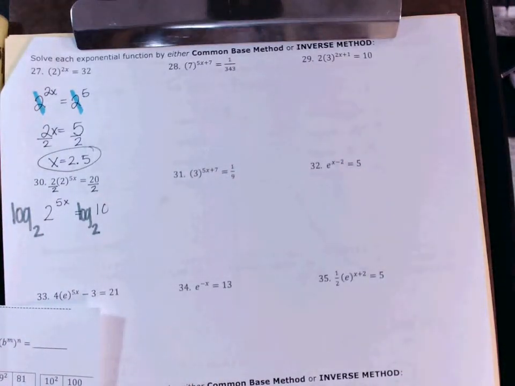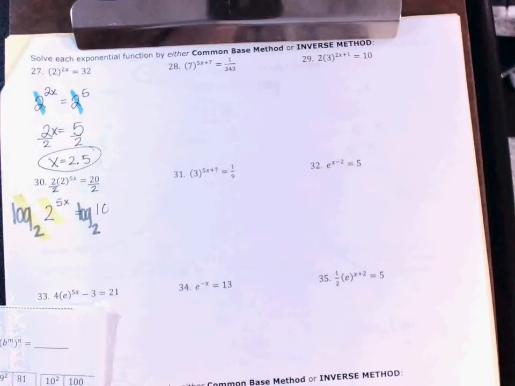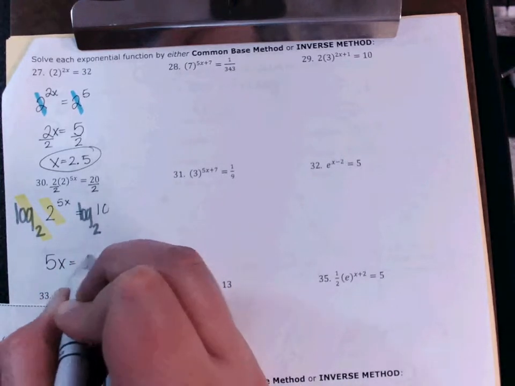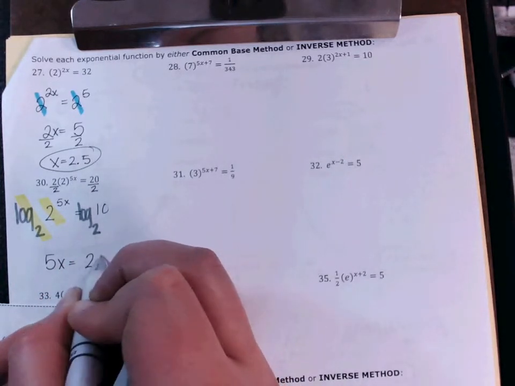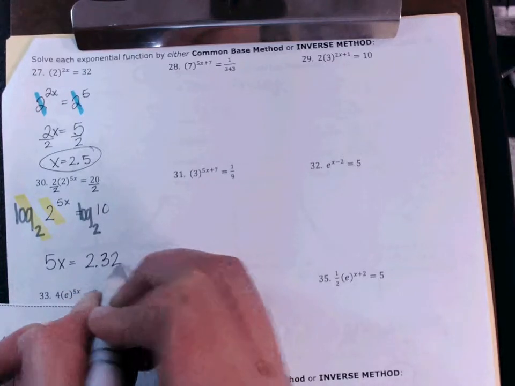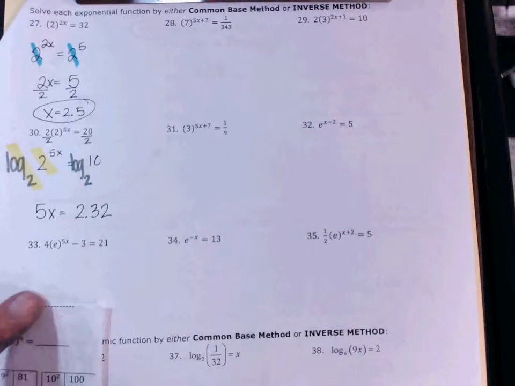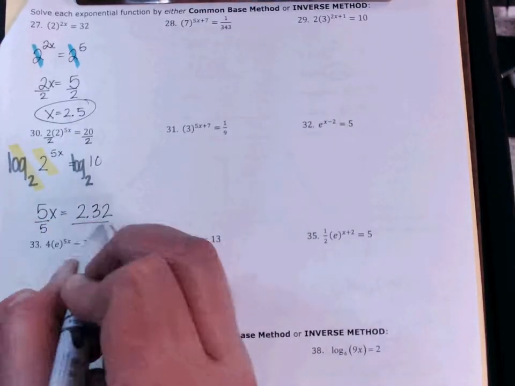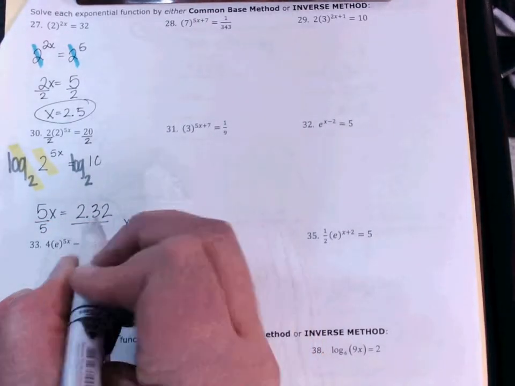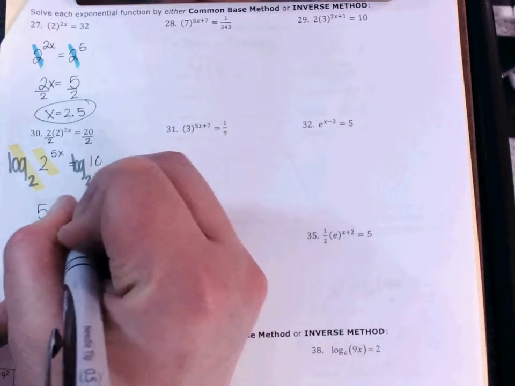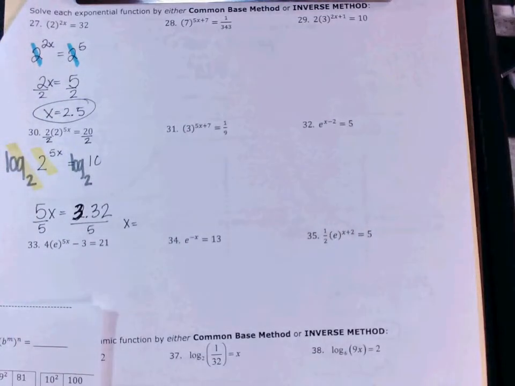And remember, the reason that we do that is my 2 and my log 2 cross out. 5x is going to carry down. 2 point what? 3.32. Good. And then what would my last step be after that to get x by itself? Divide by 5. 3.32. It was 3.32? Oh, sorry. And I think it was 0.66 was the answer. Is that right? Okay, good.